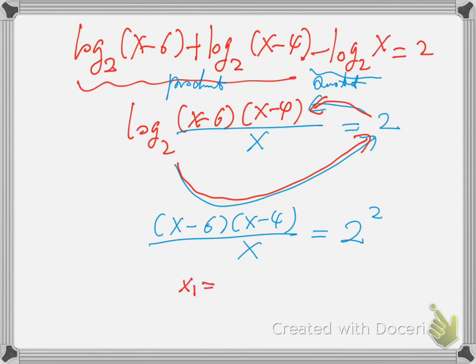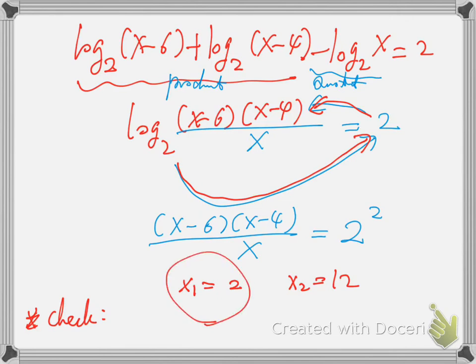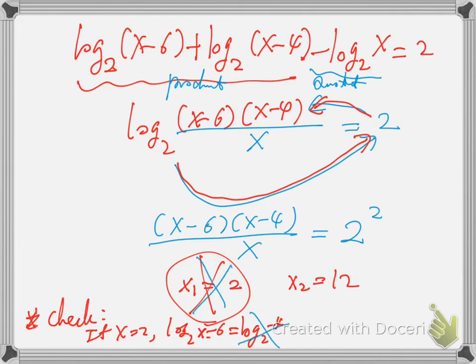You can read my PDF file. So x1 is 2, x2 is 12. The most important step is you have to check them. Check these 2 numbers. We have to delete number 2, because if x is 2, then log 2 of x minus 6 is log 2 of 2 minus 6, which is negative 4. So you cannot take log of a negative number. So this solution has to be deleted.